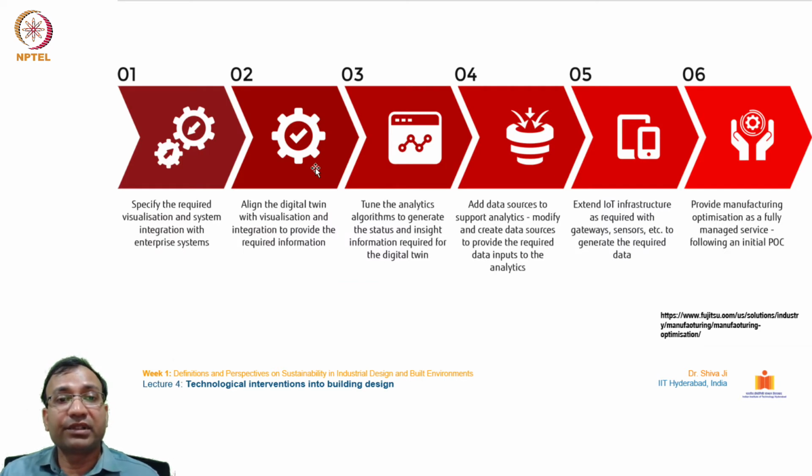So the processes of manufacturing optimization: first, specify the required visualization and system integration with the enterprise system. Second, align the digital twin with visualization and integration to provide the required information. Third, tune the analytics algorithms to generate the status and insight information required for the digital twin, and add data sources to support analytics. Modify and create data sources to provide the required data inputs to the analytics. Extend IoT infrastructure as required with gateways, sensors, etc. to generate the required data. Finally, provide manufacturing optimization as a fully managed service following an initial POC.